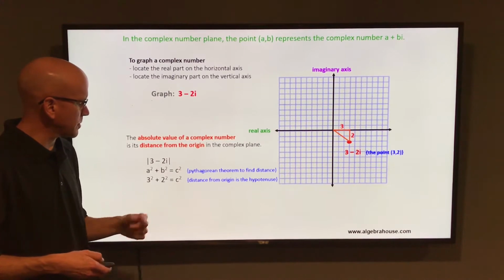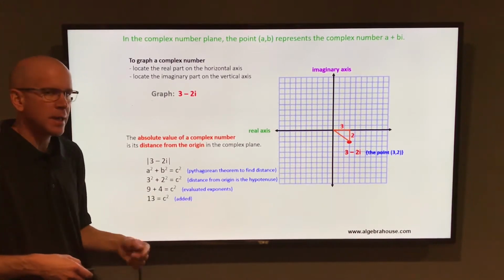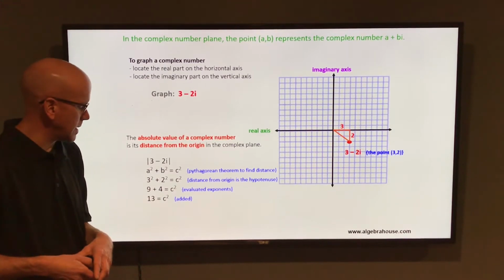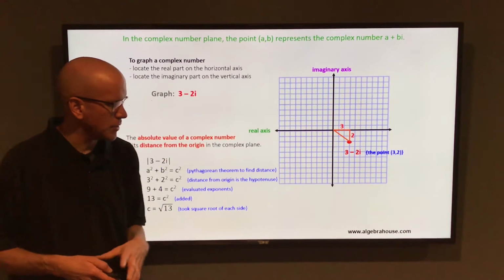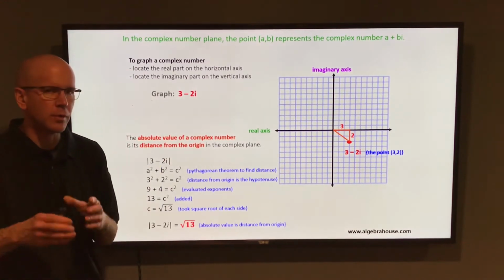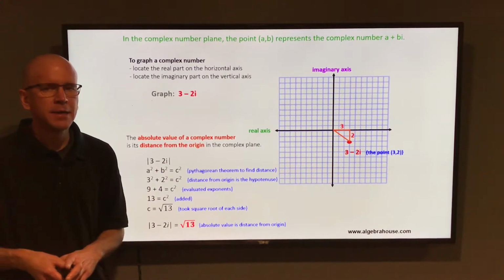So 3 squared plus 2 squared is 9 plus 4 equals c squared, 13 equals c squared, and then take the square root of each side, c equals the square root of 13. So that hypotenuse, that distance from the origin, is the square root of 13. In other words, the absolute value of 3 minus 2i is the square root of 13.